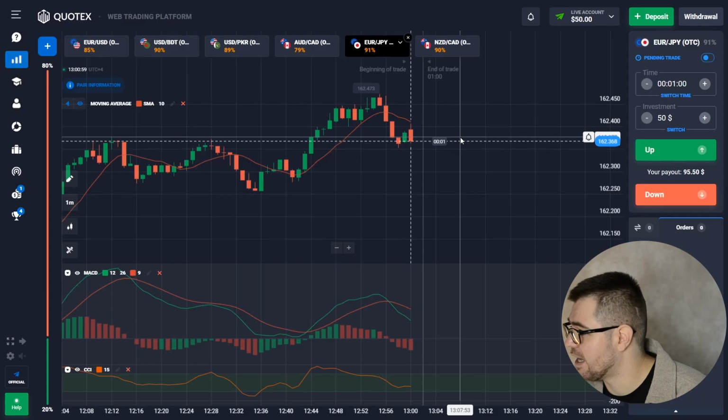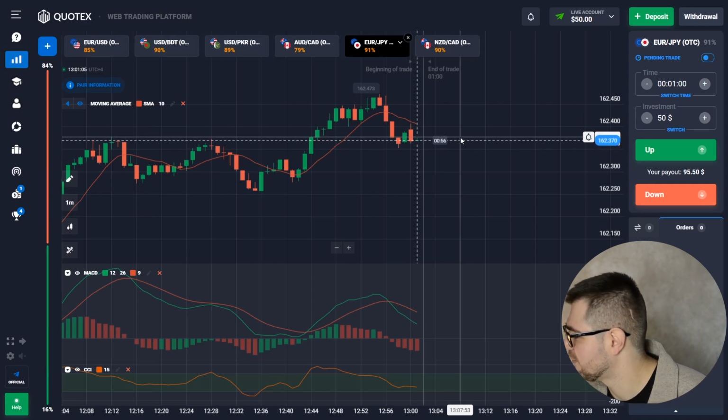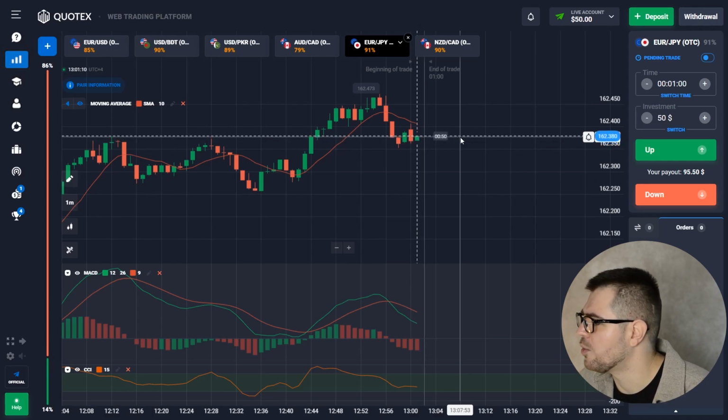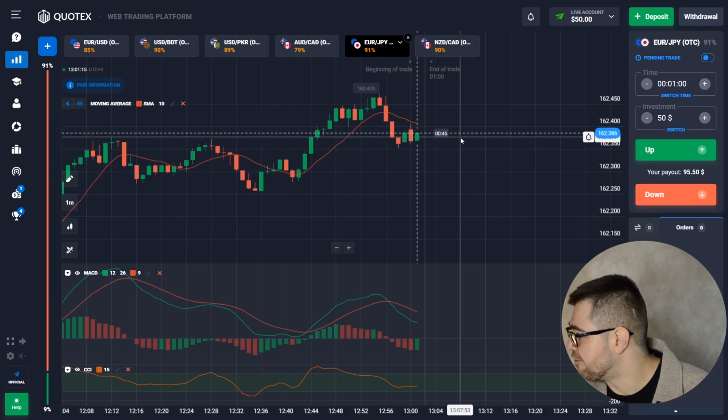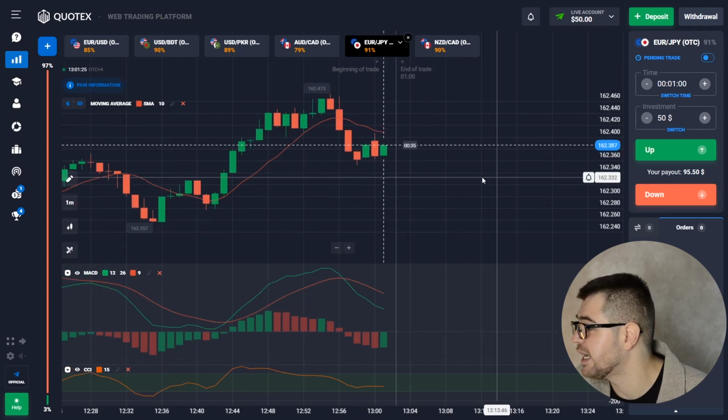So guys, let's jump into our first option. We're gonna start with $50 and let's see, we're gonna go ahead and make our first option on this one here. So we have today the MA, the MACD and CCI. We're gonna look at these three indicators in combination.